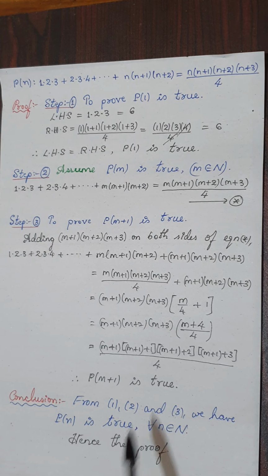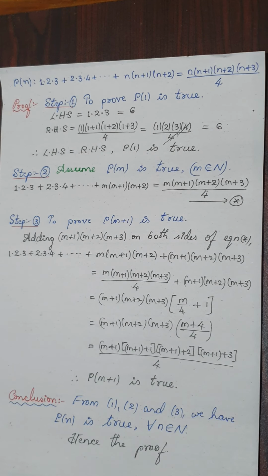Once step 3 is clear, you are just left with writing the conclusion, which is nothing but: from 1, 2 and 3, we have p of n is true for all n belongs to N. So that will be our required proof. Isn't it simple? Well, let's go to question number 3 for the session.